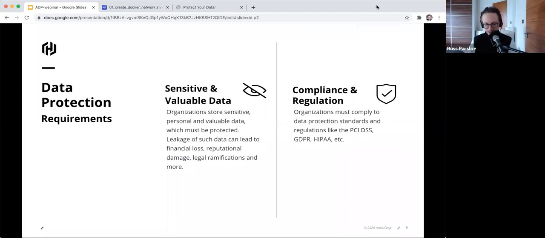So let's talk a little bit about the data protection requirements that people will have. I think every organization that I speak to, large or small, has this requirement to secure sensitive and valuable data. And there are reasons why we want to do it. It's just generally good practice to do so. But of course, failure to actually secure data has serious consequences.